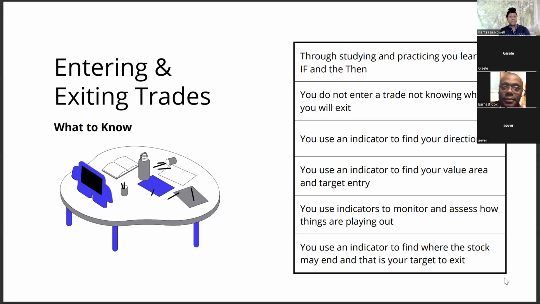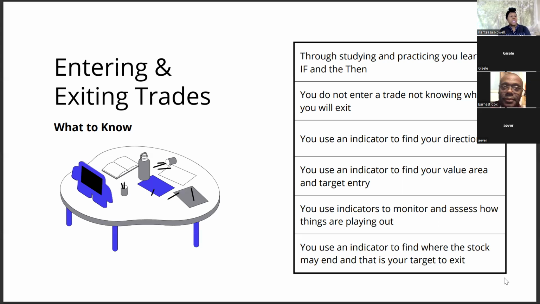Prime example, Giselle gave us. She shared that this morning when she was studying her charts, she saw a morning star. She was able to recognize that bullish pattern. So she knew that there was a high probability of an uptrend following that bullish pattern. And that's exactly what happened. So if she sees a morning star, then there's a high probability of an uptrend following.